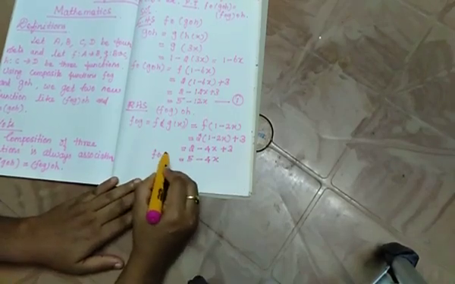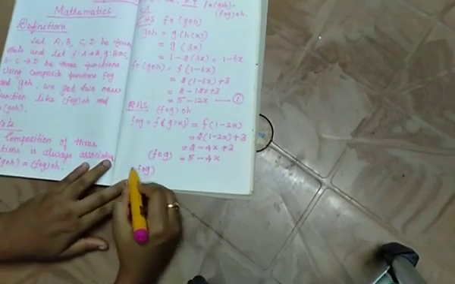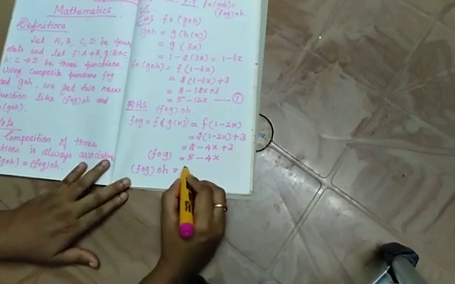This is f of g. Now we need f of g of h, which is equal to, what is f of g?